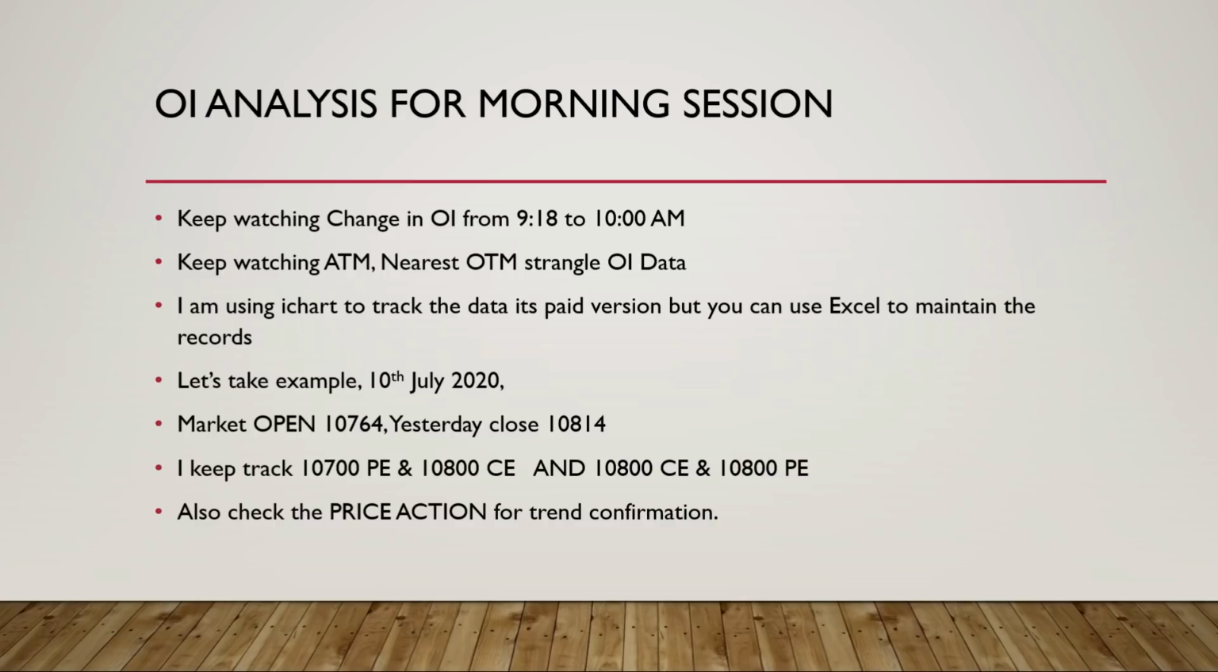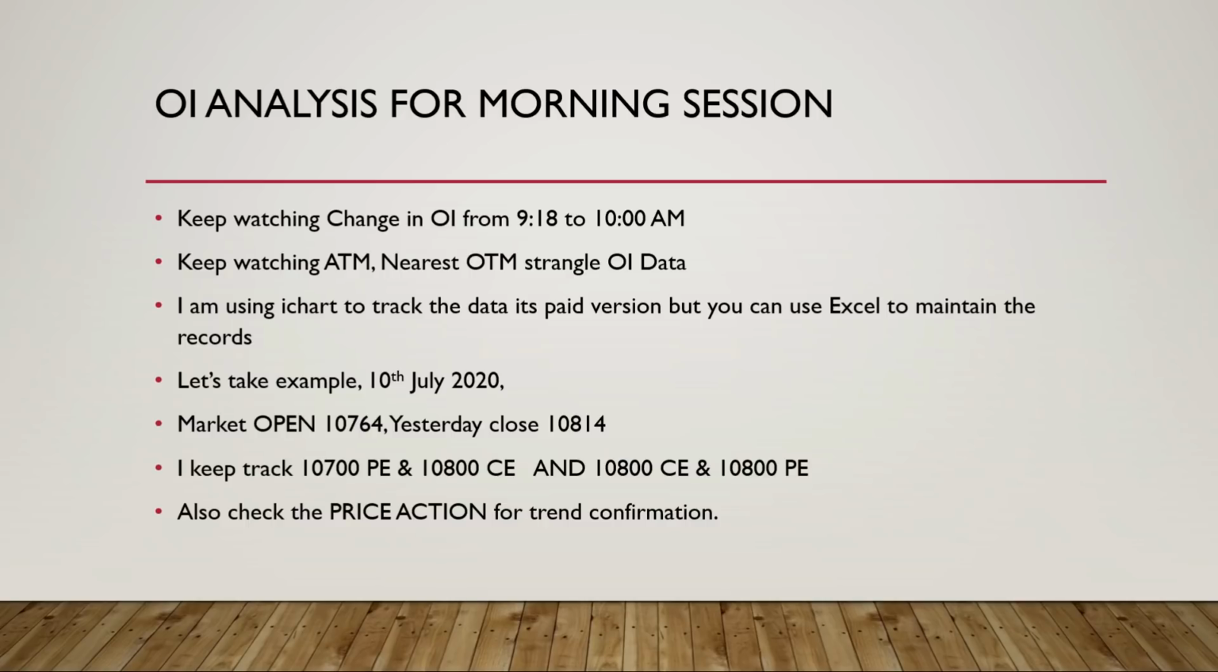Let's see the example of 10 July. On 10 July the market opened at 10,764, and the previous day's closing price, the 9 July close, was 10,814. Now I keep track of three strikes: the 10,700 put, the 10,800 call and put, and the 10,900 call. I keep a record of these three strikes from 9:18 to 10 a.m.